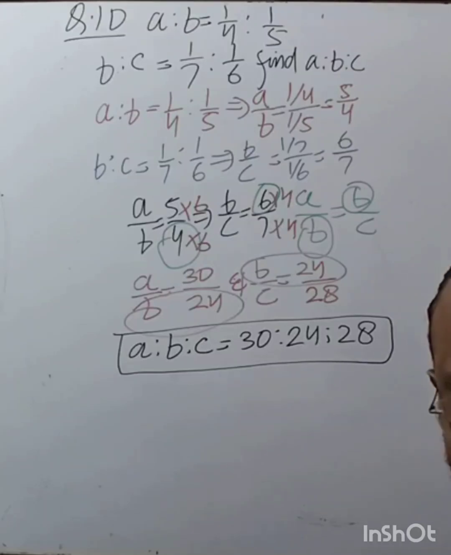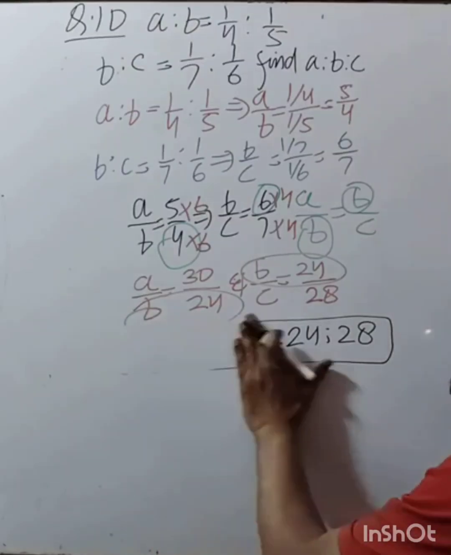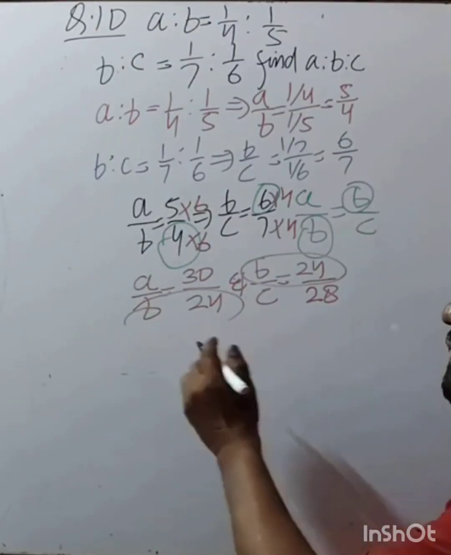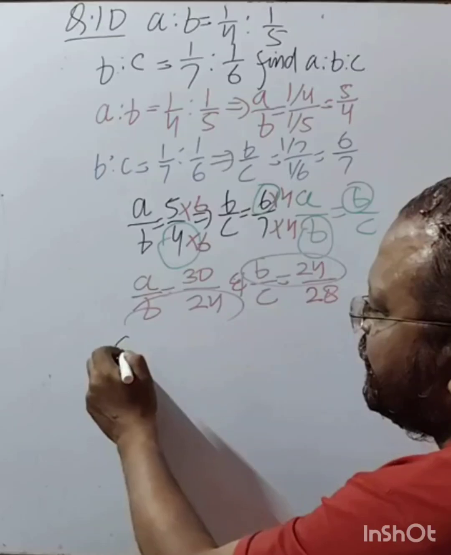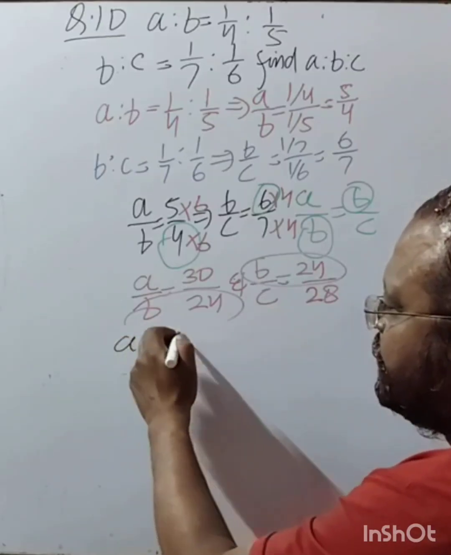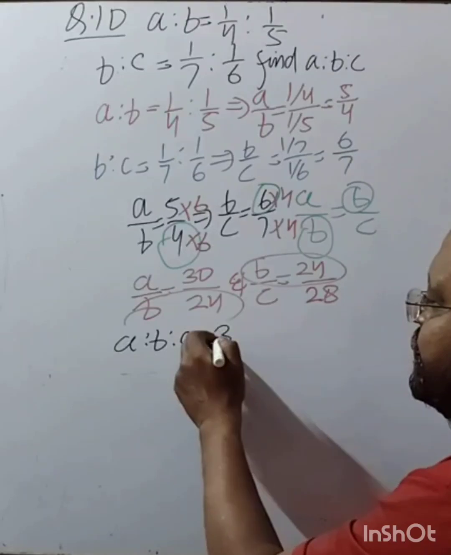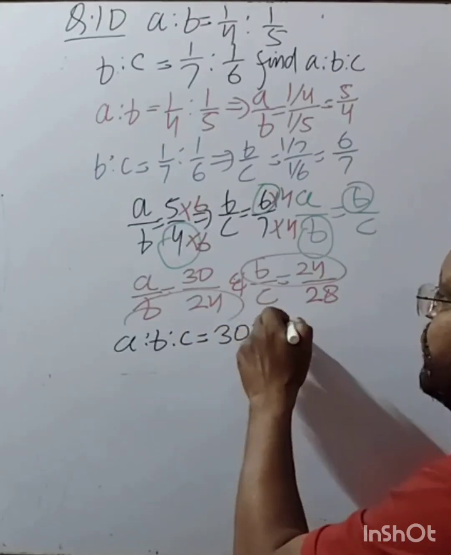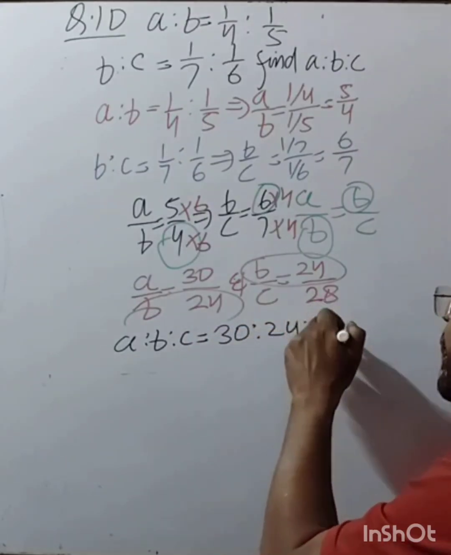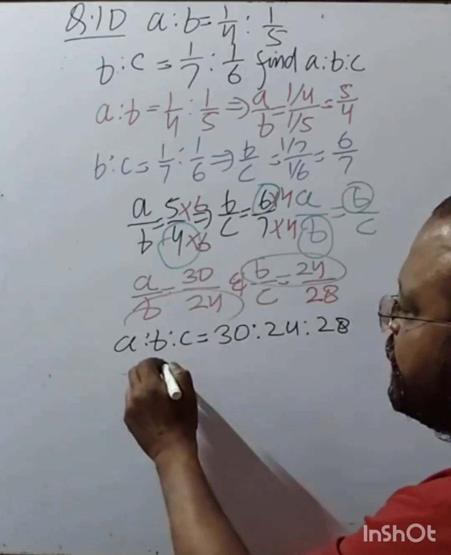I made a mistake. What mistake did I make? This is one way, this is correct. A ratio B ratio C is equal to 30 ratio 24 ratio 28. I made a mistake here.